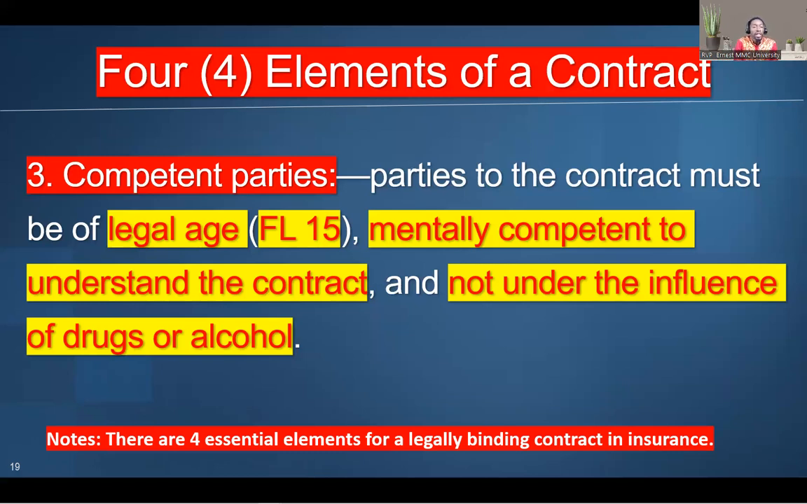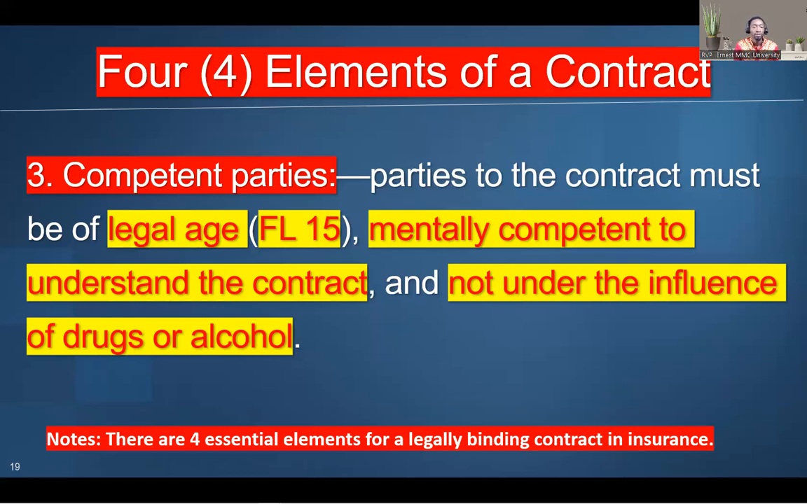So that's why they want you to make sure, when you're selling insurance and you sit with the person, that they are of legal age and mentally competent to understand the contract, and also that they're not under the influence of drugs or alcohol.